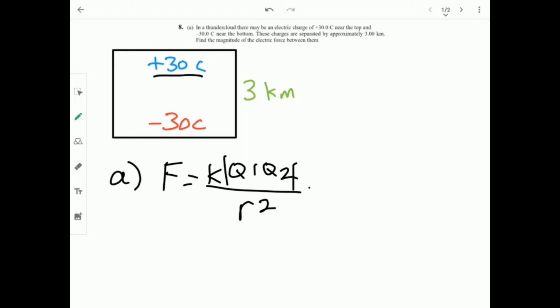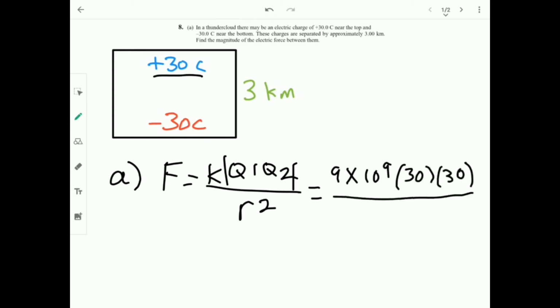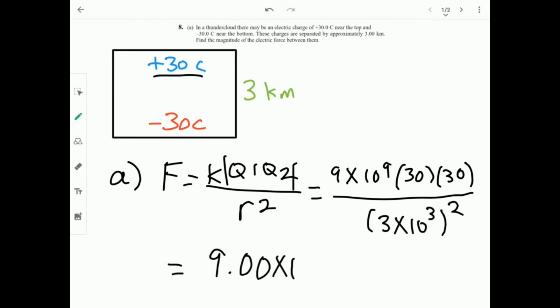So k is 9 times 10 to the power of 9. That's a constant, you should know that. Q1 is 30 and Q2 is 30 as well, taking the absolute value of the product. And since the distance is in kilometers, you have to make it into meters. So 3 times 10 to the power of 3, all of it squared, and you should get as the final answer 9.00 times 10 to the power of 5 newtons, because they're asking for a force.